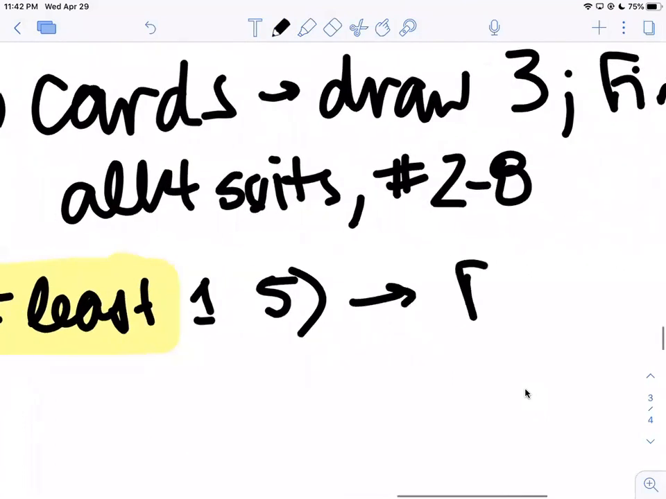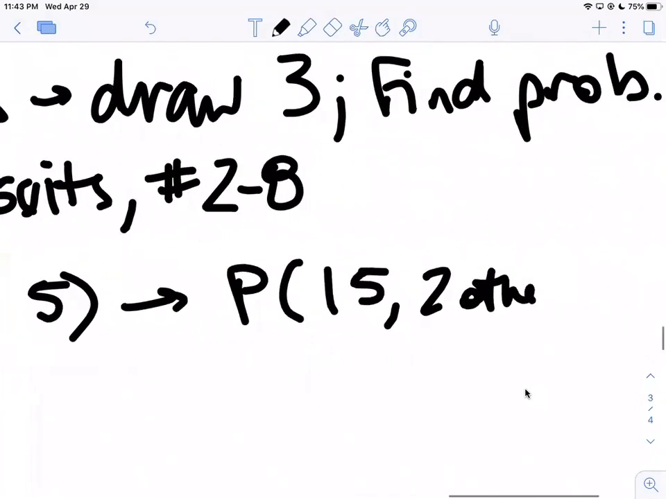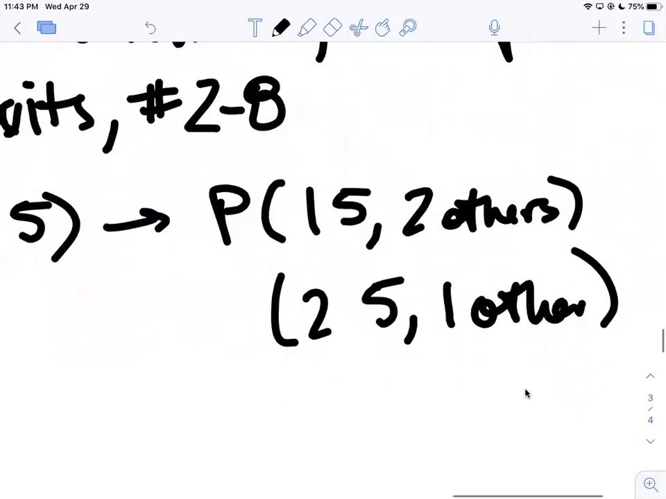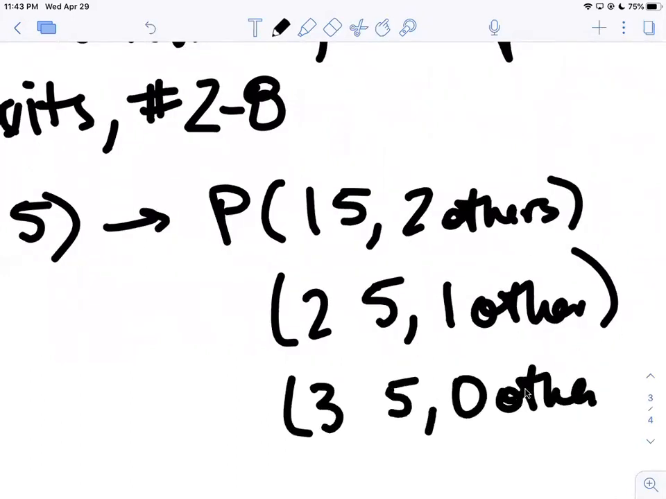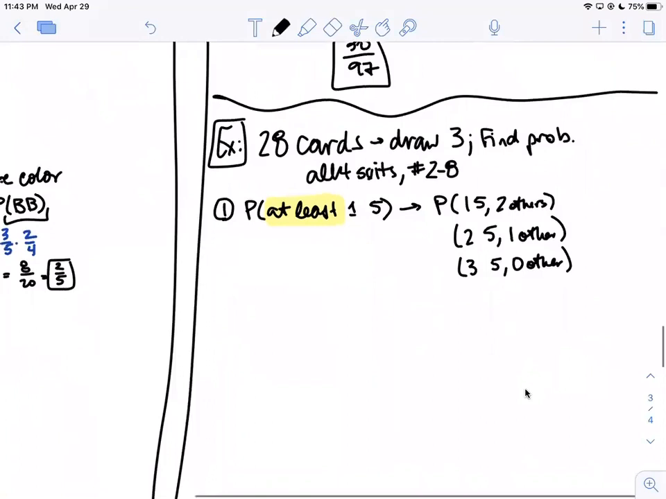We could pull 1 five and 2 others. We could pull 2 fives and 1 other. Or we could pull all 3 fives and 0 others. So there are 3 options that we have right here. So we are going to have 3 different probabilities. I've got 1, 2, 3.